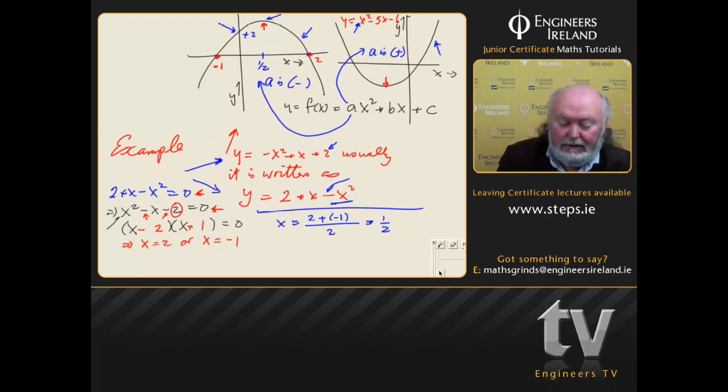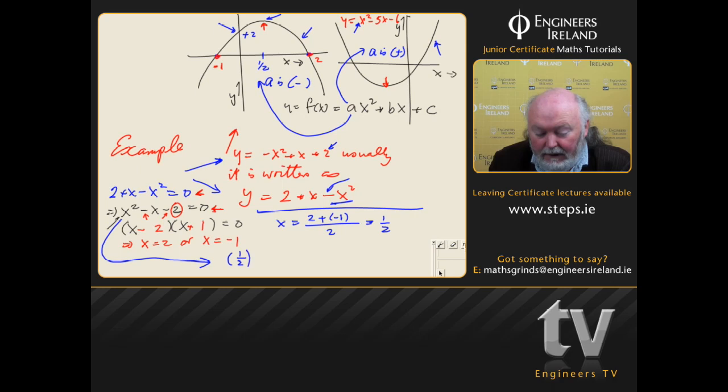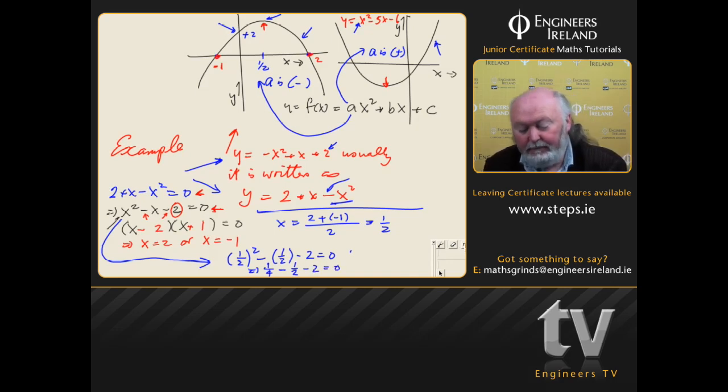So let's put x equal to a half in here. A half squared minus a half minus 2 equals 0. That implies 1 over 4 minus a half minus 2 equals 0. Okay.